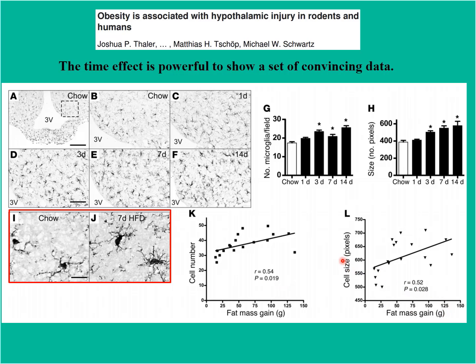Here's about the cell size of microglia cells. Also size increases when you have more fat mass gain. It's clearly a positive correlation. P less than 0.05, R value is 0.52.